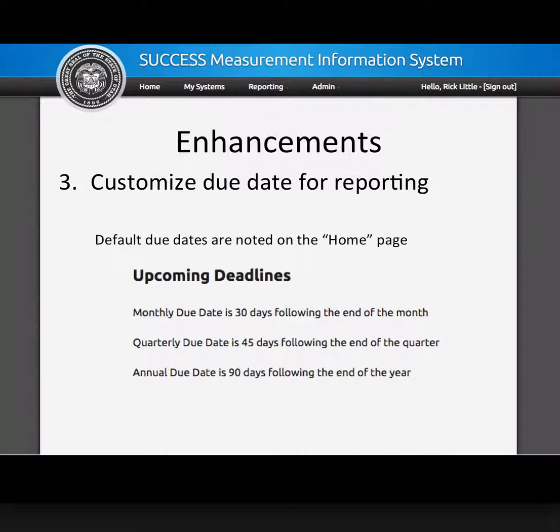Third, some users want to set their own report due date because their systems have unusual lags in data that exceed established timeframes. By default, due dates are automatically set by the interval. That is, monthly reports are due 30 days following the end of the month, quarterly reports are due 45 days following the end of the quarter, and annual reports are due 90 days following the end of the year. This enhancement allows system owners to set alternative due dates. This is important for triggering email notifications. If you want to set an alternative due date, please let us know at GOMB.